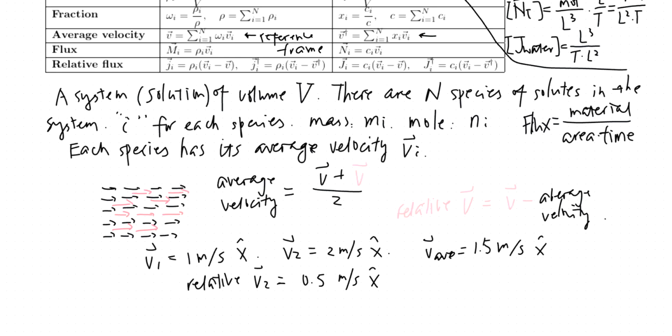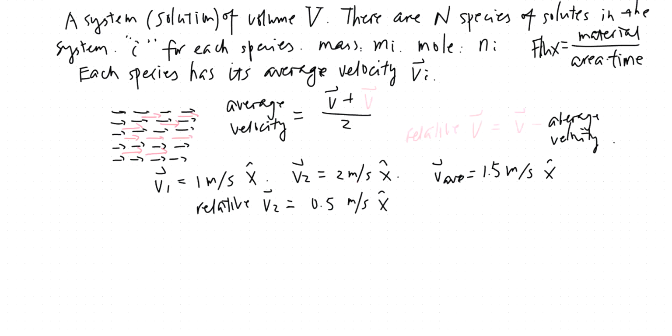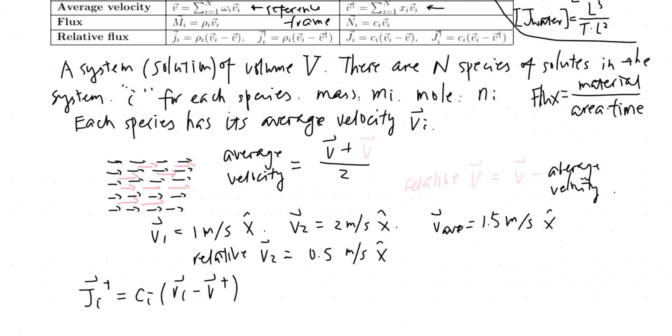So now that we have these definitions, let's also look at how we can write out the relative molar flux of species i relative to the molar average velocity. Let's look at the quantity J_i dagger, which is C_i multiplied by (V_i minus V dagger). You can verify this is this equation. I'm taking this out.